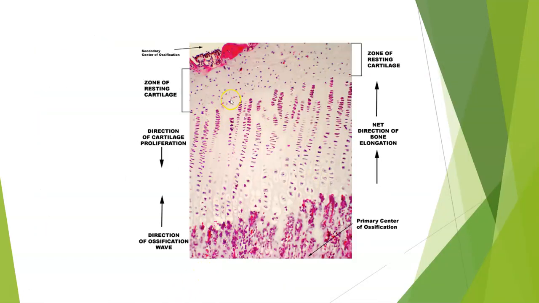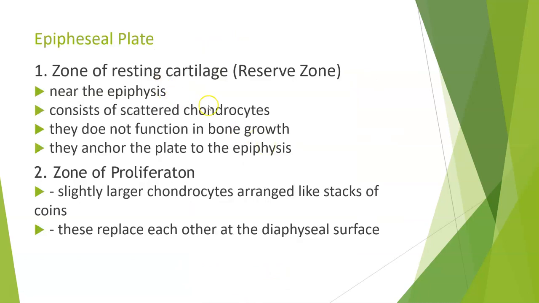I have a larger picture here. We can see this is the area of the epiphysis here. Here's the diaphysis down here. And we can see the zone of resting cartilage there. It's near the epiphysis. It is made of scattered chondrocytes. As I said, they don't function in bone growth. This is the anchor of the growth plate to the epiphysis.